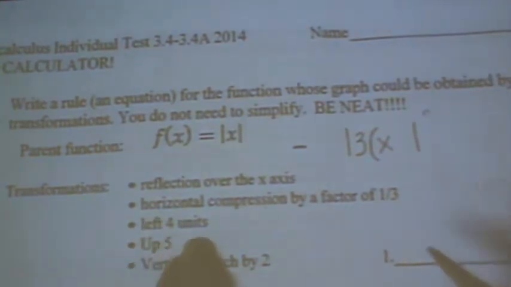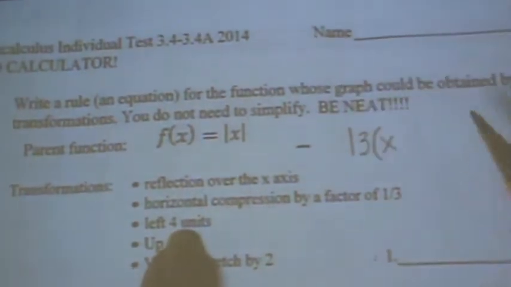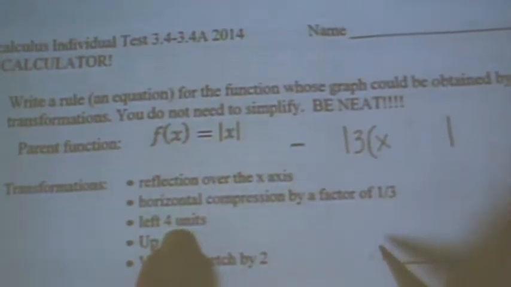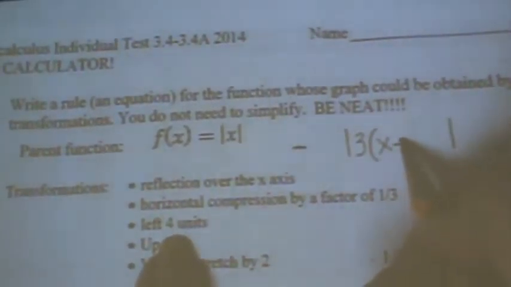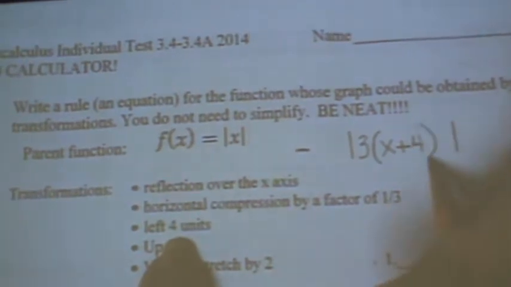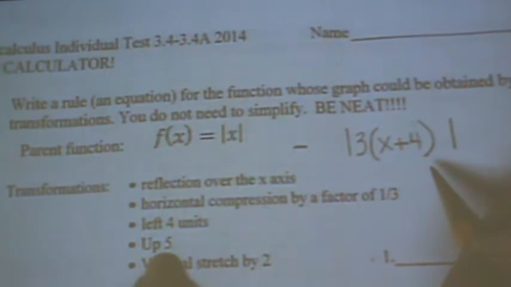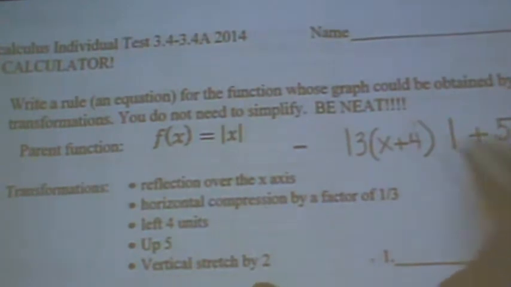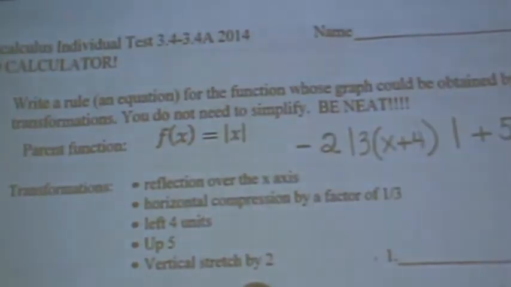Left 4 units. Now left, I need to leave some room here. If it's left 4 units, it's going to be +4 here, because that's the opposite. Make sure you have parentheses here. Up 5, that's outside here. And vertical stretch by 2. Vertical, this is outside here, and it's done.